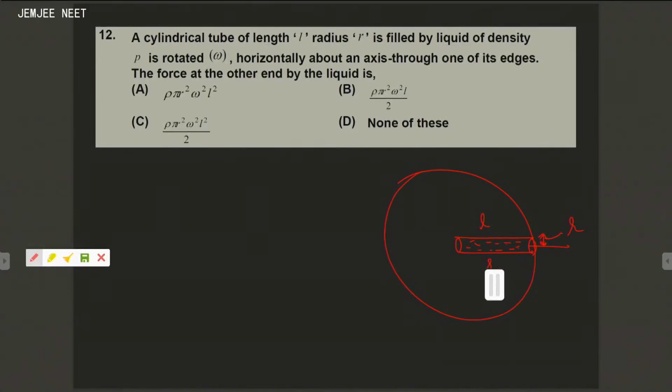Is the diagram clear? R is filled with a liquid of density, say, rho. Density is usually rho, nothing new. Now it is rotated with the angular velocity omega. They hold it like this and rotate it. This is the fulcrum. At this point the center O is fixed. So the tube is rotating like this. Clear, right? The tube is rotating like this.